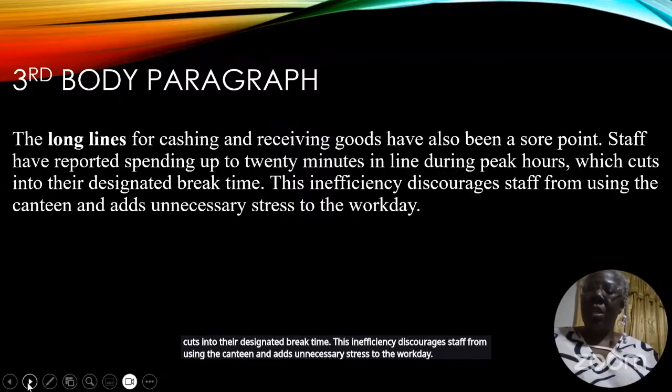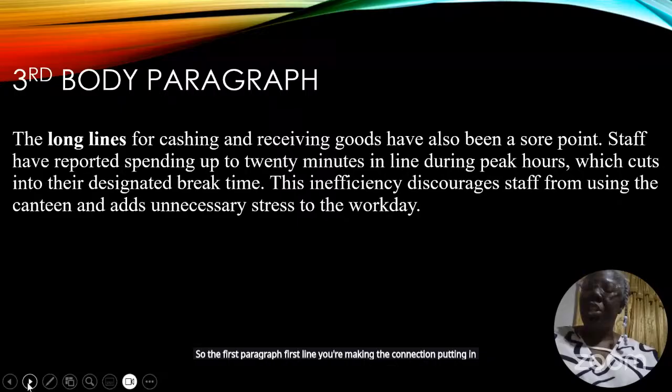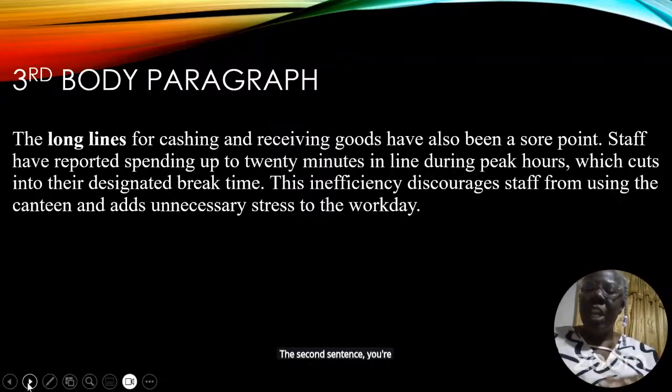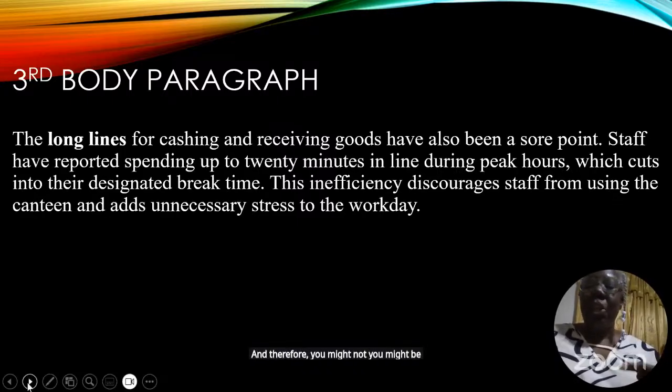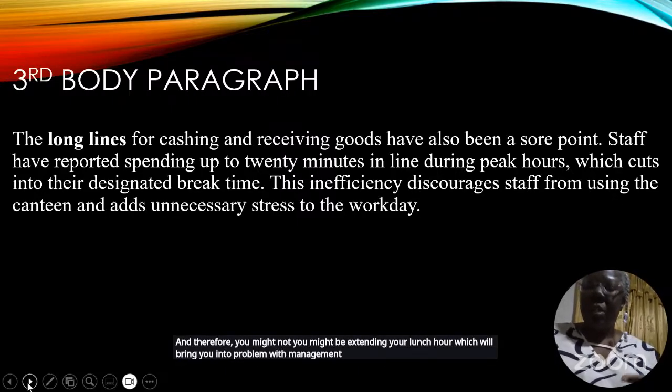So in the first paragraph, first line, you're making a connection, putting in a point, but making a connection to the other two paragraphs. The second sentence, you're now saying the reason why persons are finding that the lines are too long. Because if you're staying in a line for 20 minutes and your lunch break is 45 minutes or an hour, it means that you have to cash and you have to eat before you can go back to work. And therefore you might be extending your lunch hour, which would bring you into problem with management, with your supervisors.